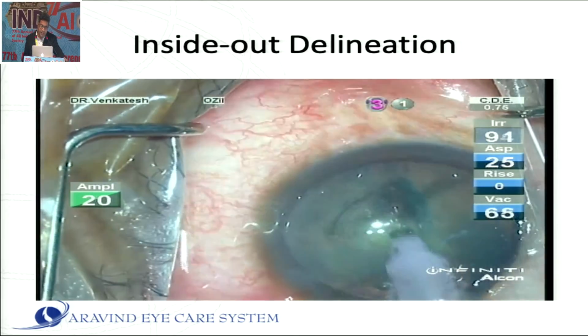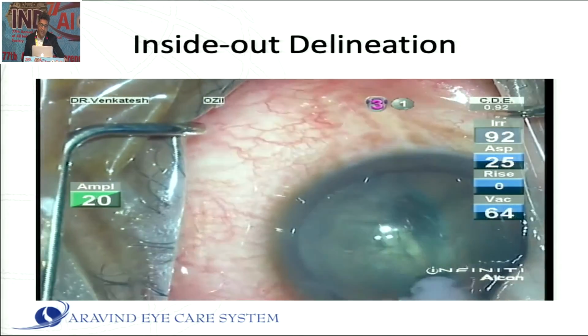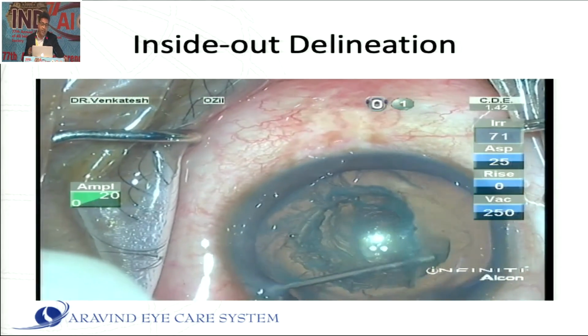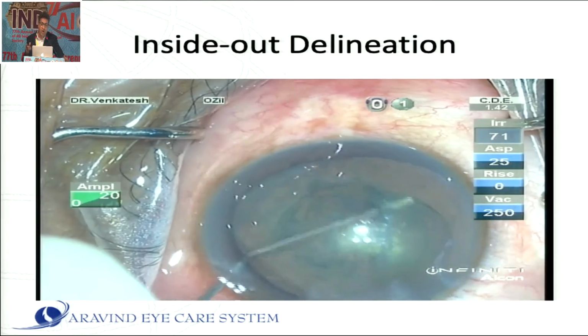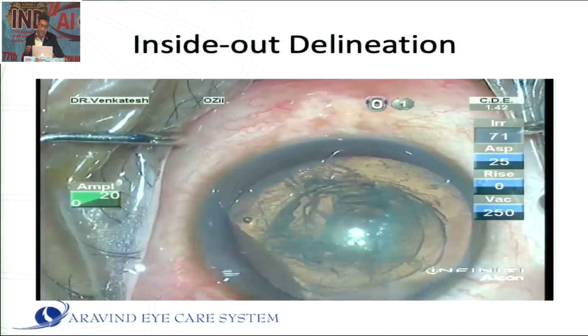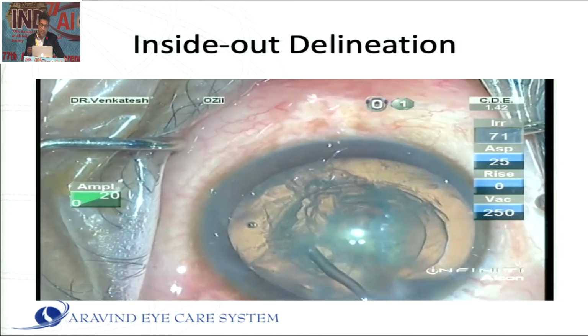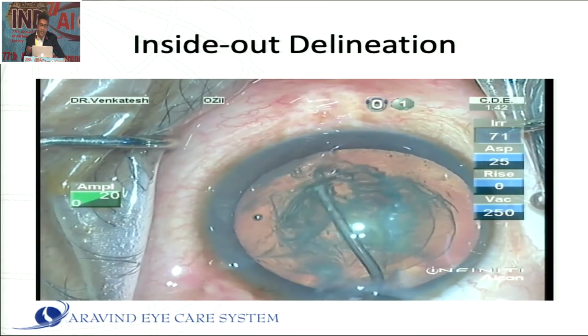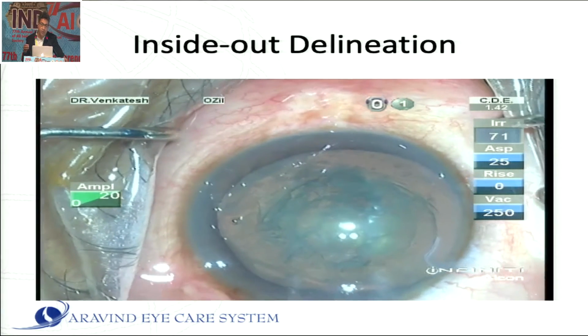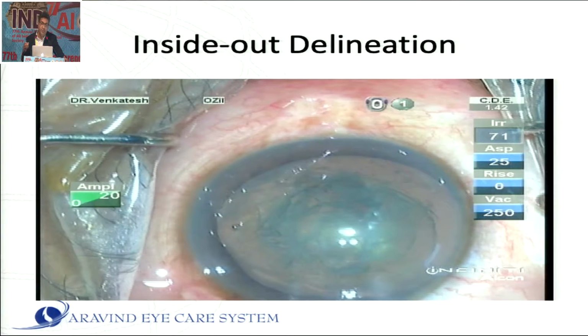I do this in most of my cases. It's called inside-out delineation. This is to avoid a hydrodissection happening when you do a normal delineation. Normally, you delineate after a rhexis, you try to get inside into the nucleus. Whereas here, you make a small trench, and through the trench, if you do delineation, the fluid will go only between the endonucleus and the epinucleus. So it will not go over the epinucleus.